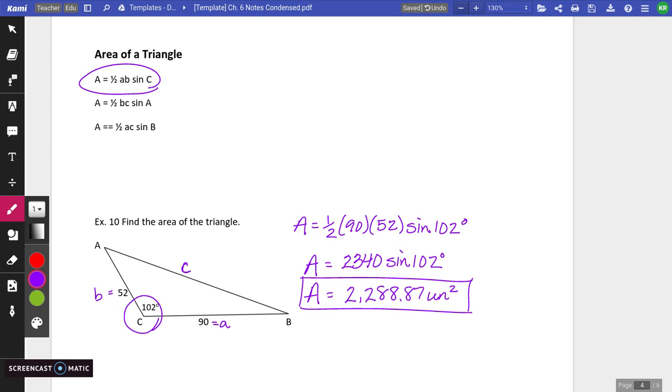So pretty easy there. Now, sometimes if you're using that to find the area of a triangle, it may not be that you're given the exact right information. So you might have to maybe use law of sines or law of cosines to find a side, and then you'd have enough of the right information that you can plug in and use this formula for area.